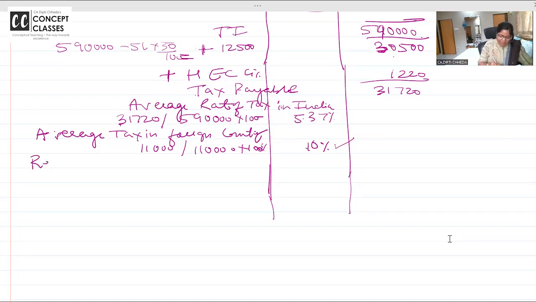So relief under section 91. A student asks: ma'am, but we have paid 11,000, no? How much relief will they give you? The least.